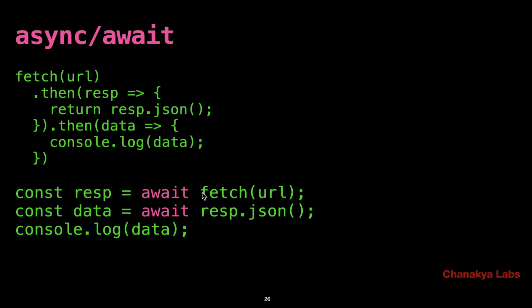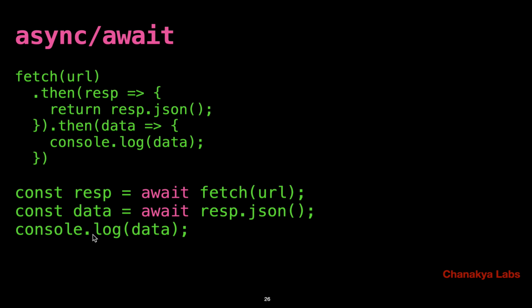Again, the first resolved value from this fetch URL will be resp, right? Now resp.json is again a promise. If I don't put await, then this will be a promise again, because we know that this thing is a promise. But if we put an await, then this is going to be the final resolved value, and the final resolved value of this thing is what? This thing, data. So now you can see that this is much cleaner.